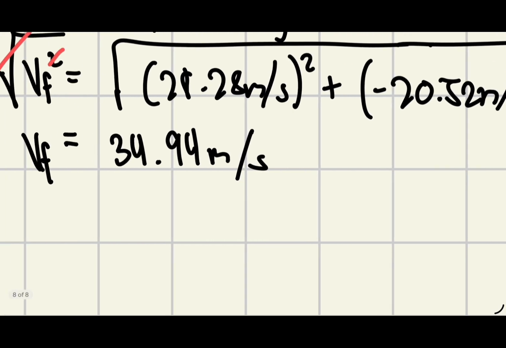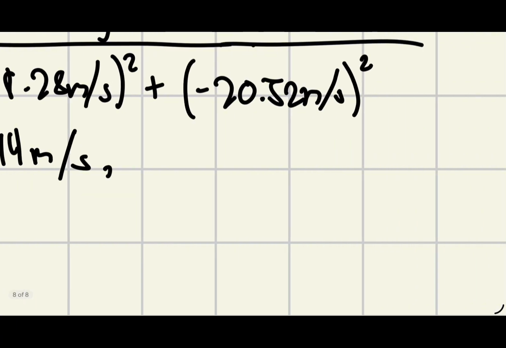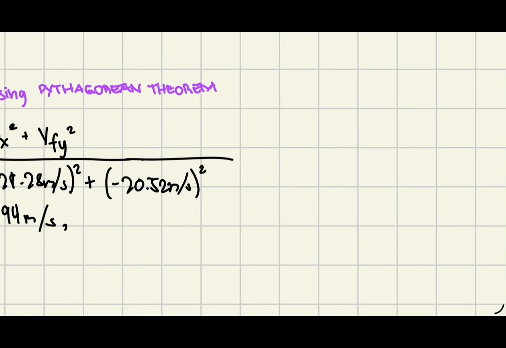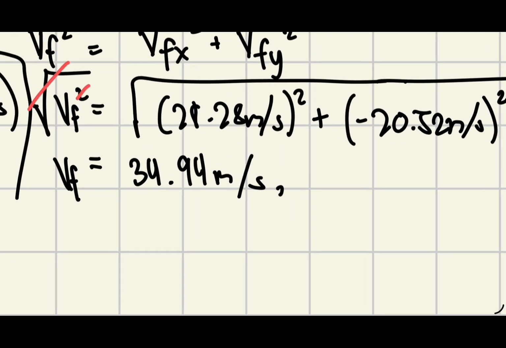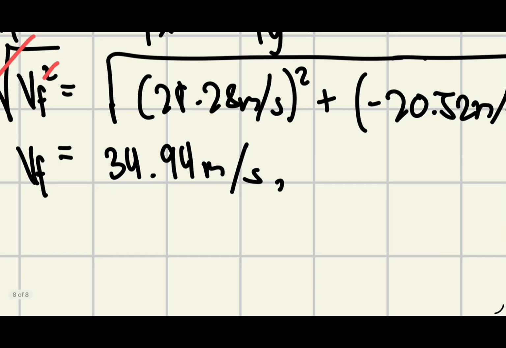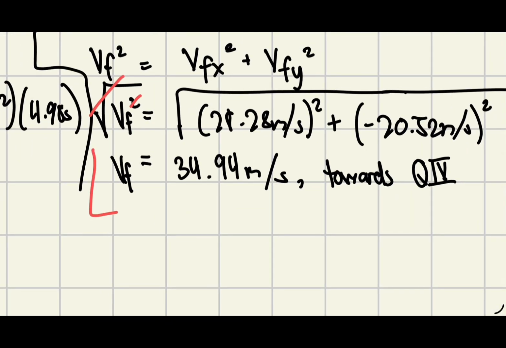Then, since we are trying to solve for the final velocity, it is important to indicate where it is directed. Now, since we can observe from our illustration, as it goes down, we can notice that it is around here. So therefore, we can also say that the final velocity is directed towards quadrant number 4. And that is our letter E.